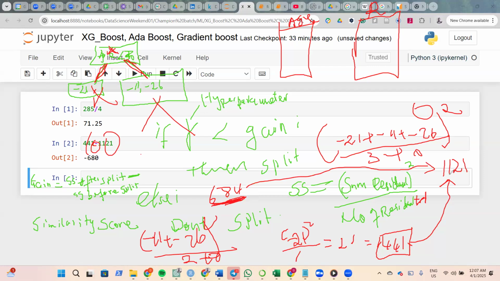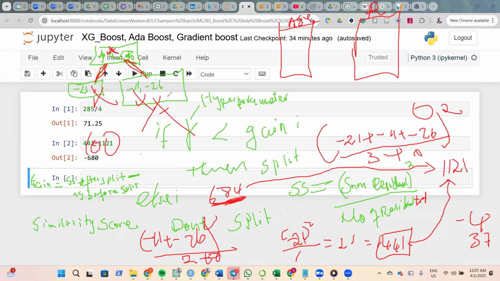This is going to give us what? A negative number again. Minus 437. And that negative 437 is not greater than 100. So there will be no split here as well. So this decision tree would have ended here. There will be no further split on this tree. This tree has ended.